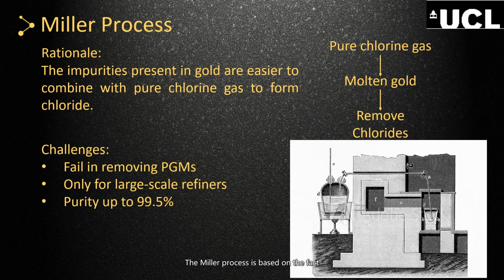The Miller process is based on the fact that when gaseous chlorine is blown across melted gold, virtually all the impurities combine with the chlorine more readily and form chlorides, which can then be skimmed off, leaving pure gold behind. However, the Miller process has some limitations. It fails to remove platinum group metals. It's only suitable for large-scale refiners, and the product purity is only about 99.5%.